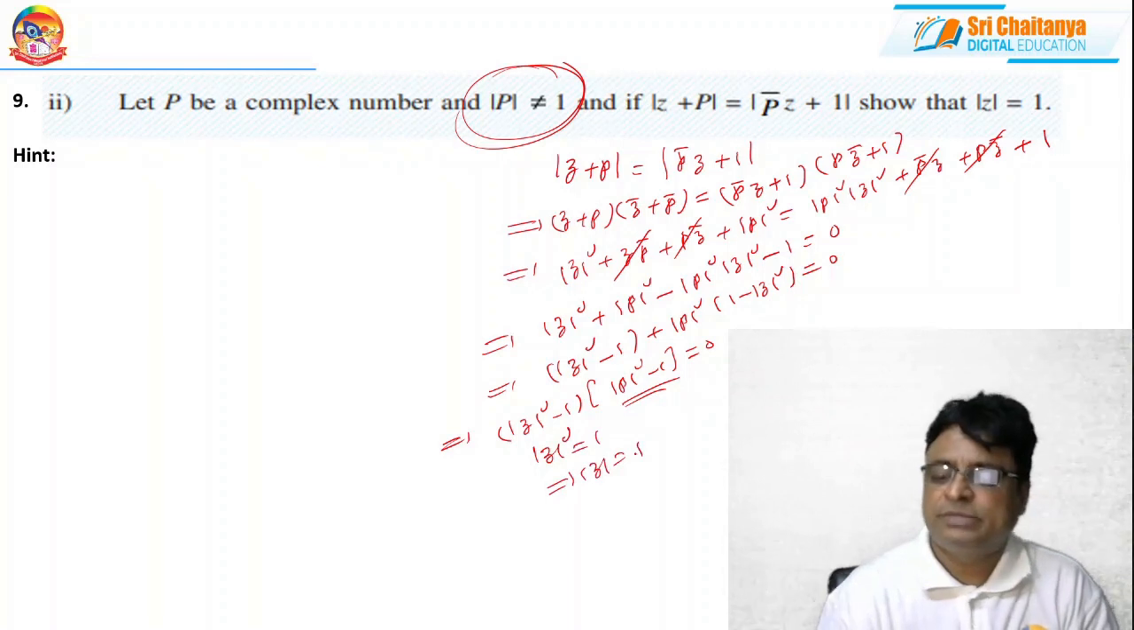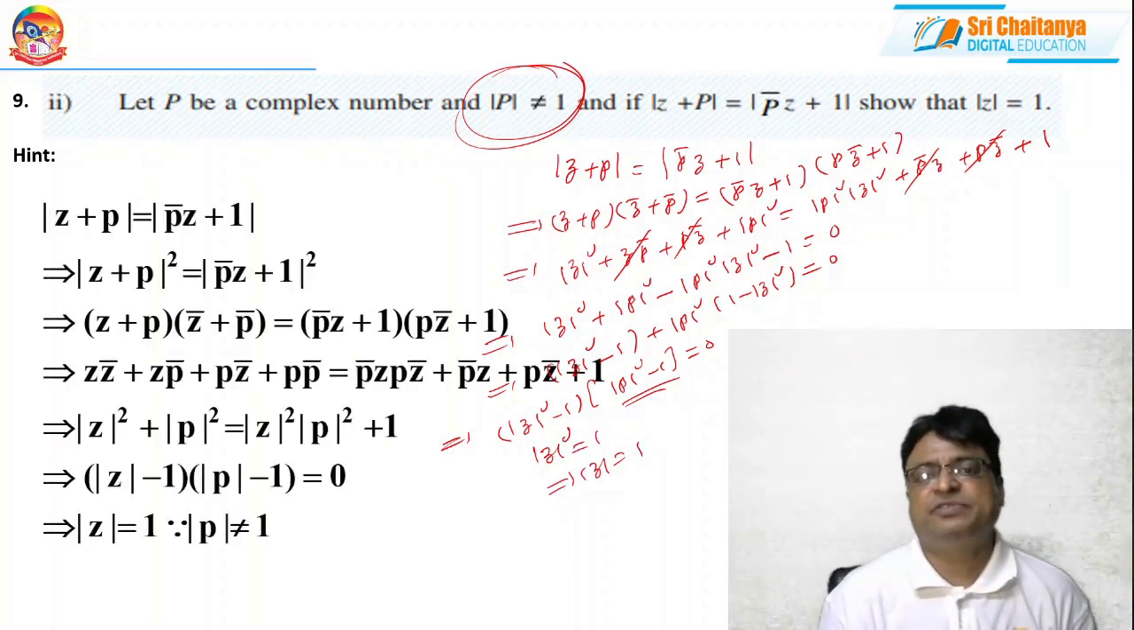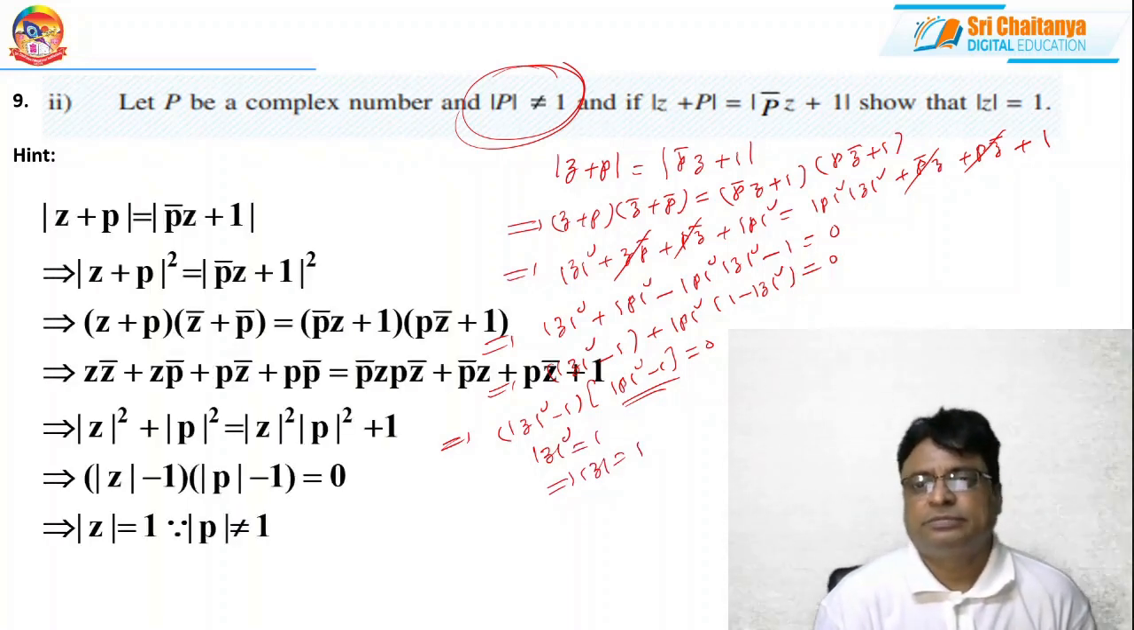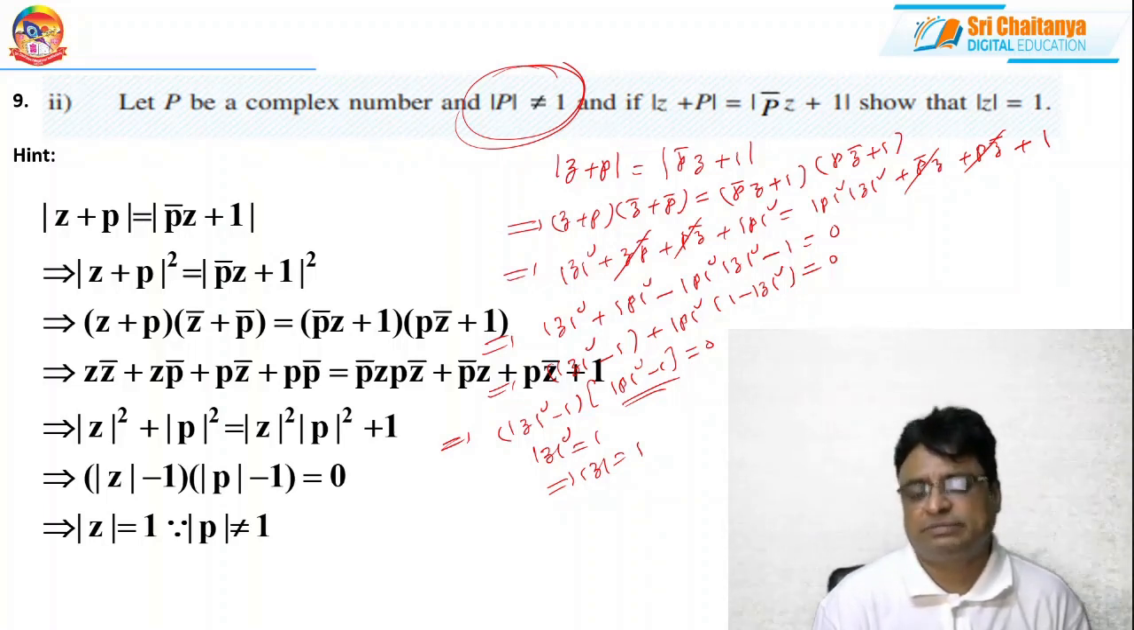Very simple. The same thing I have given in the form of the steps. Practice. This is a simple question.